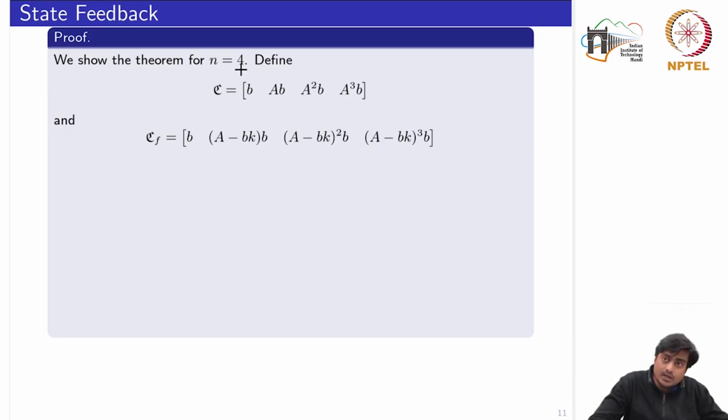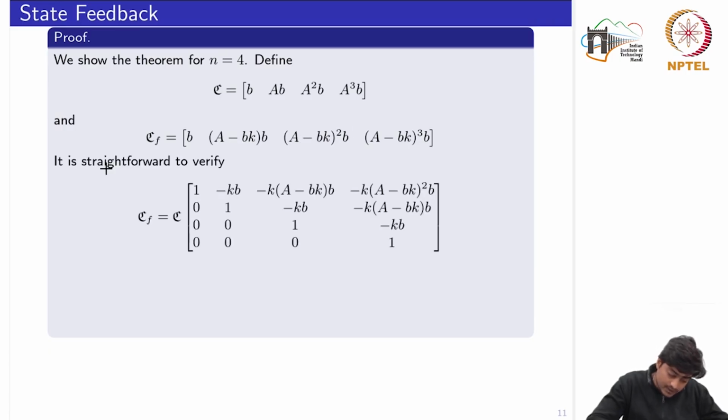Since it's a single input single output system, we know at the outset that the controllability matrix would definitely be invertible. Okay, and the controllability matrix of the feedback system, which we have denoted by this subscript F, is built from B and the new state matrix A minus BK in a similar way. So it is straightforward to verify that the controllability matrix of the feedback system can be expressed as the multiplication of the controllability matrix of the plant by an upper triangular matrix.